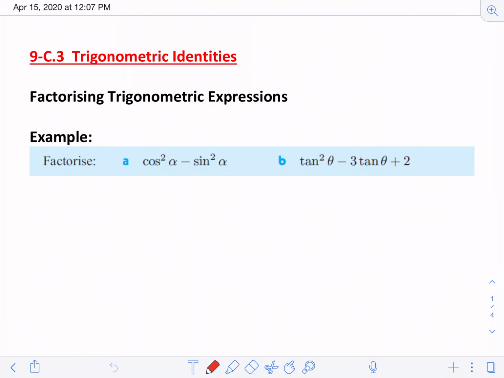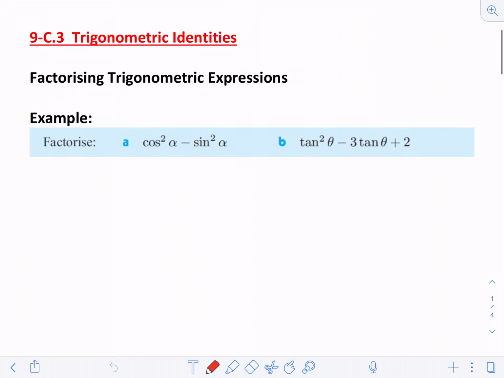This is section 9C3, finishing up section C, which is our trigonometric identities section, and we're going to look at factorizing trigonometric expressions, and you'll notice we got the European spelling of factorizing there with our S.